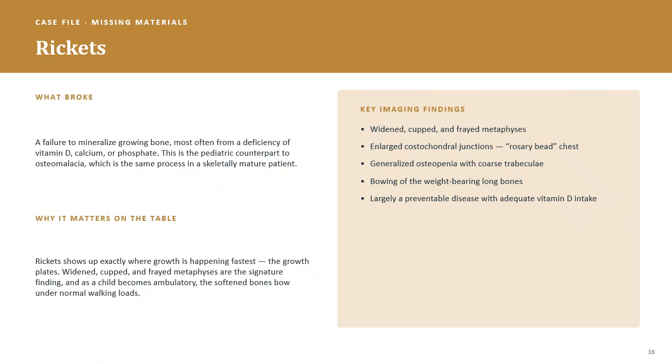Now, rickets, in terms of films, shows up where growth is happening fast. So we're talking about the growth plates, and it shows up as a widened, cupped, or frayed metaphysis. And the signature finding, when we're talking about kids that are ambulatory or able to walk, is that their bones are so soft that under pressure, they start to bow. So we're talking about that condition of bow legs.